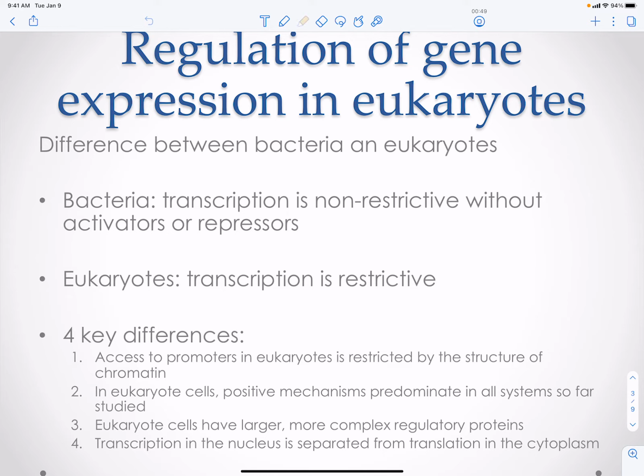So in eukaryotes, just simply having access to the promoter areas is going to be restricted, and this is by the structure of the actual chromatin. And also in eukaryotes, you're going to have positive mechanisms, which is going to be the dominant regulator in all systems. Eukaryotes are going to have much larger, more complex regulatory proteins, and we have organelles. So we have a nucleus, so that's going to be separate from our cytoplasm. So the site of transcription is separate from the site of translation.